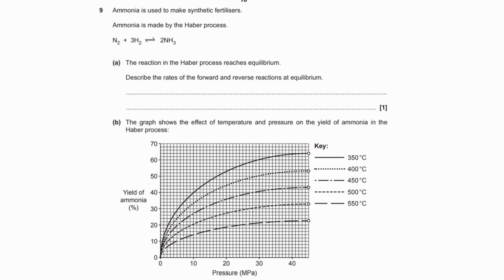Question 9. Ammonia is used to make synthetic fertilizers. Ammonia is made by the Haber process. So we've got this reaction here happening in the Haber process. Nitrogen plus hydrogen makes ammonia.